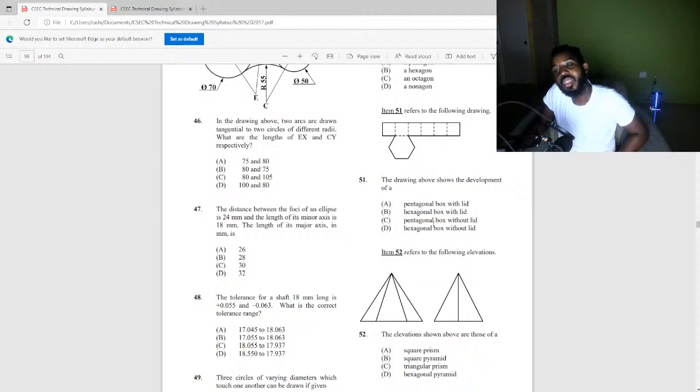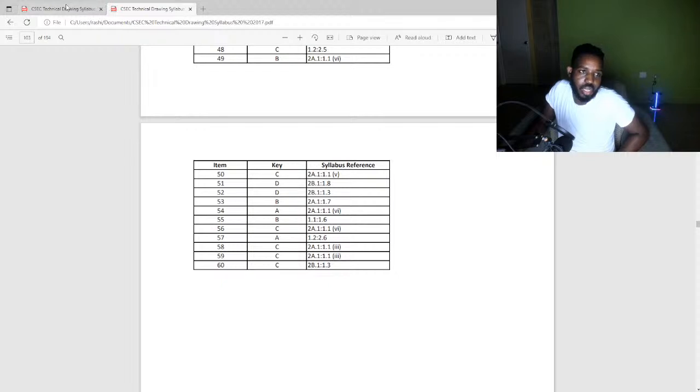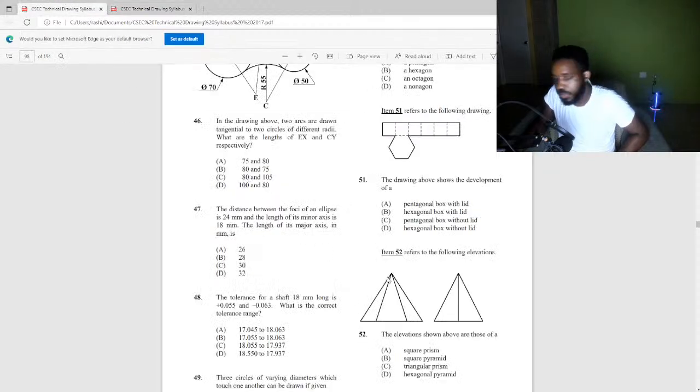With a lid or without a lid. If this is the base, it doesn't have a lid because the lid would be on this side. So it would say box without a lid. Hexagonal box without a lid. Hexagonal box, so that's D. Number 51, D, hexagonal box without a lid.